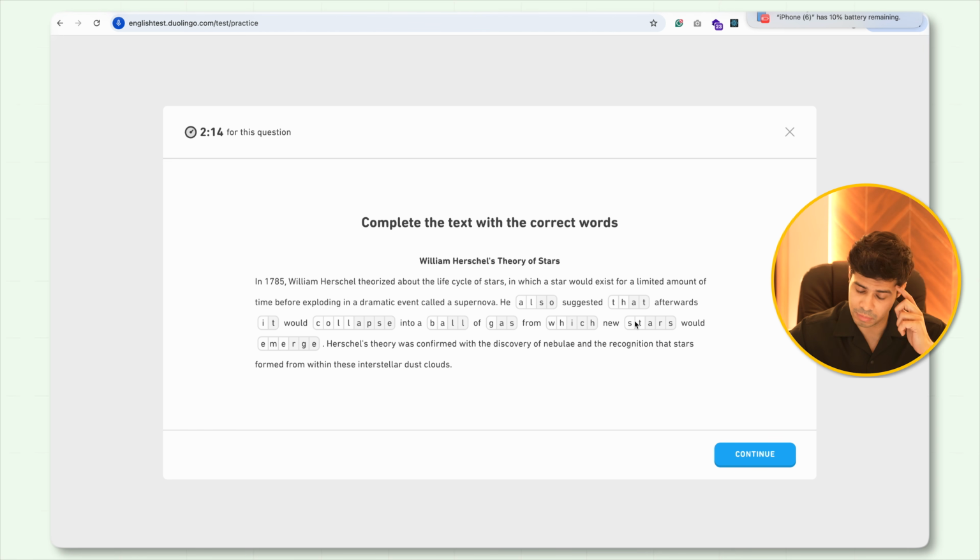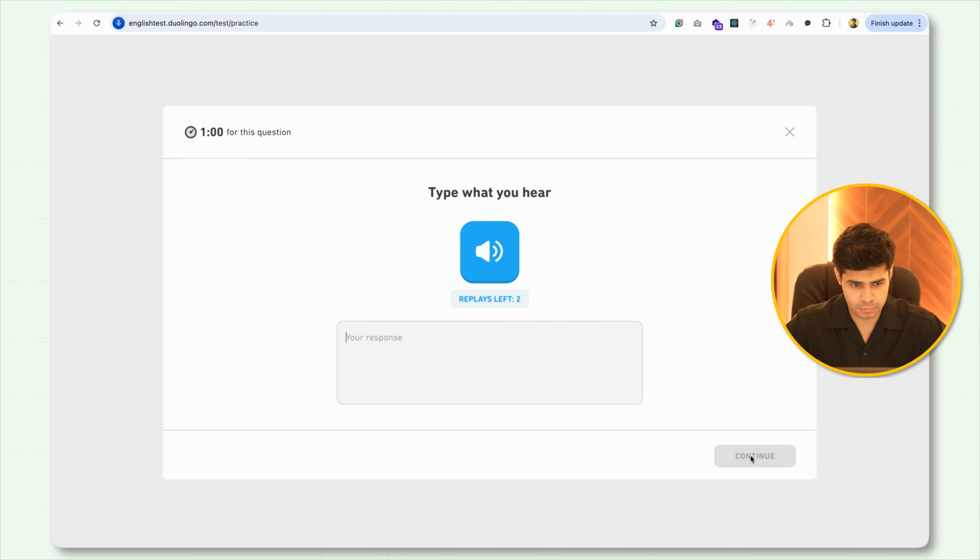So it makes sense that afterwards it would collapse into a ball of gas. Okay, and then new stars could emerge. Sounds good. All right. They received praise for their good behavior. They received praise for their good behavior. All right. Received praise. They received praise for their good behavior. Looks good.